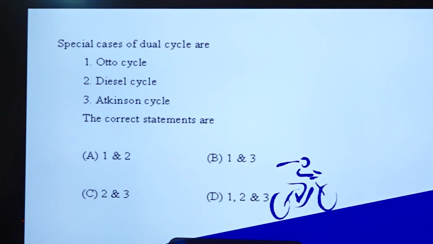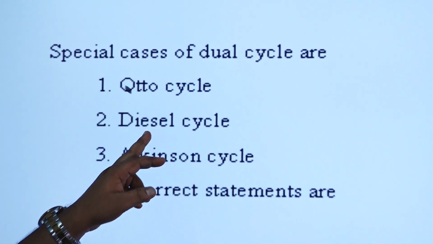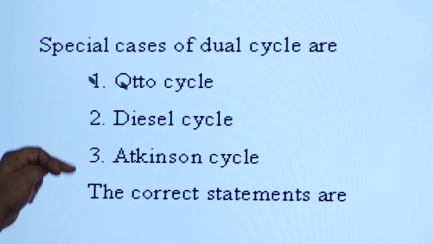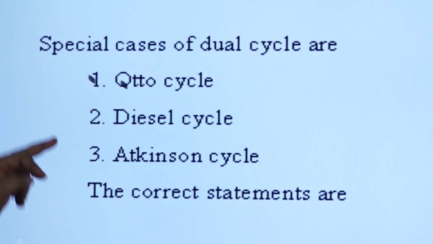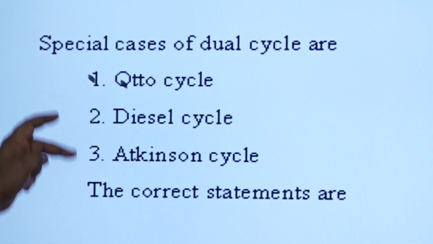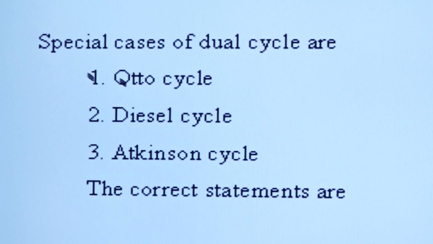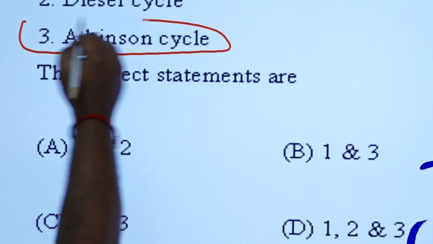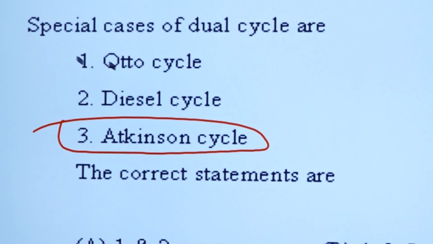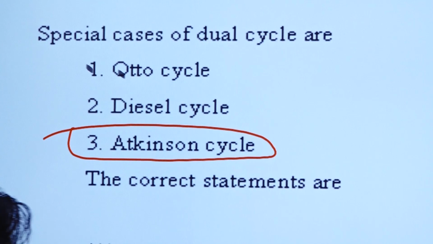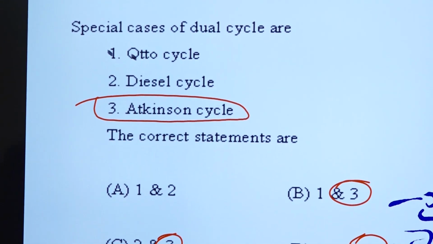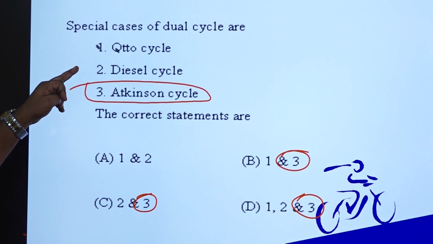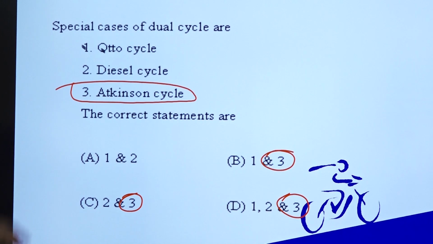Next is, special cases of the dual cycle are Otto cycle, diesel cycle, Atkinson cycle. So what are the correct statements? 1 and 2, then 1 and 3, then 2 and 3, and 1, 2 and 3. Now you have to eliminate the wrong answers. You know that in no way is the Atkinson cycle related to the dual cycle, so you can eliminate the options where 3 comes. 1 and 2 should be the correct answer, but you should know how 1 and 2 is right.